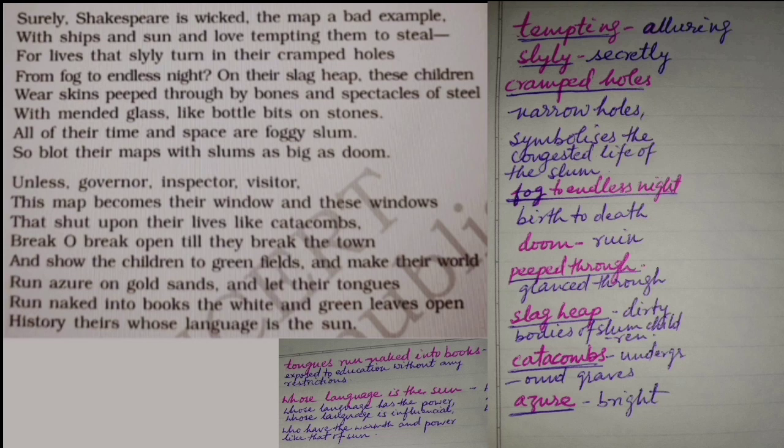Now in this stanza, in the last stanza, the poet appeals the governor, inspector and visitor to come forward and to break all the obstacles that come in the way of the progress and development of these slum children. The poet says that unless this map becomes their window.